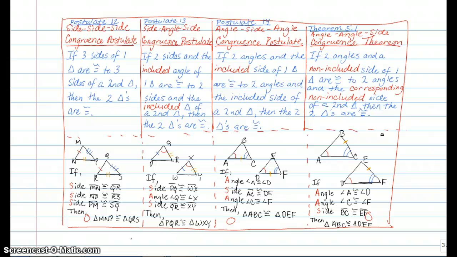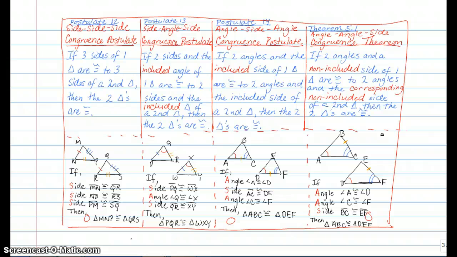So if you look at the picture down below, so right below the fold line, you'll put these 2 triangles, M, N, and P, and Q, R, and S. You're going to show that side MN is congruent to side QR, and that side NP is congruent to side RS. These are corresponding sides. And that side PM is congruent to side SQ. Then you can say that triangle MNP is congruent to triangle QRS.